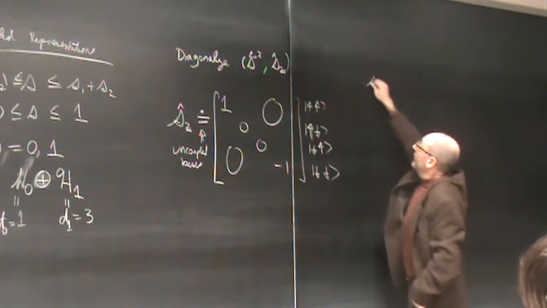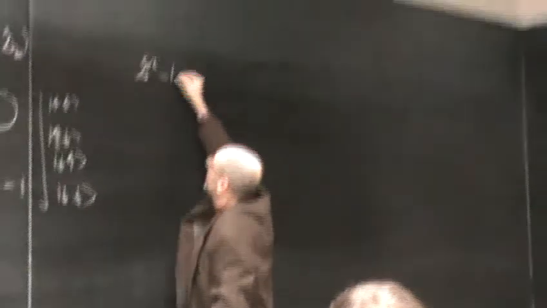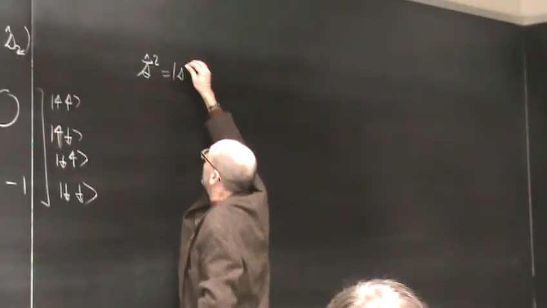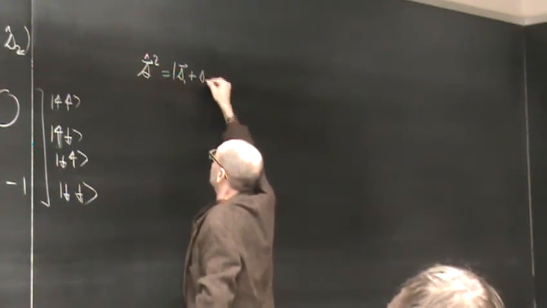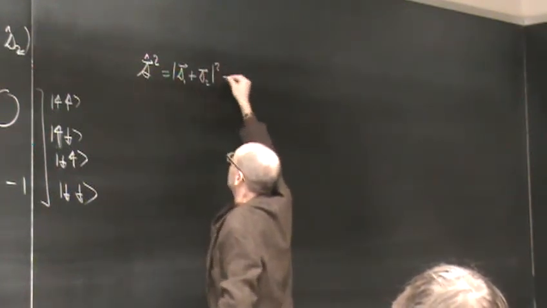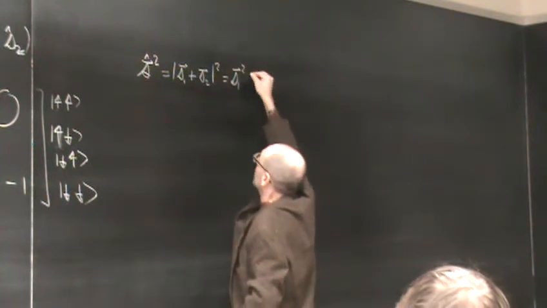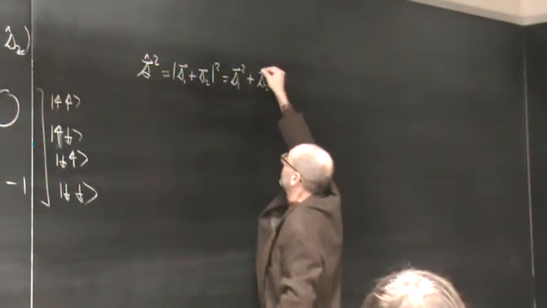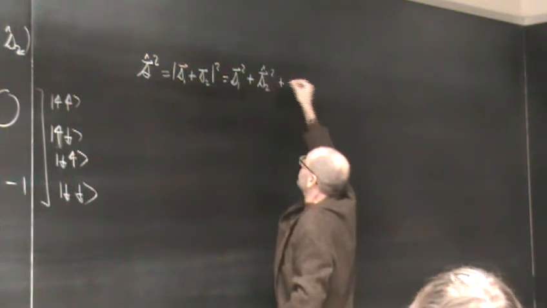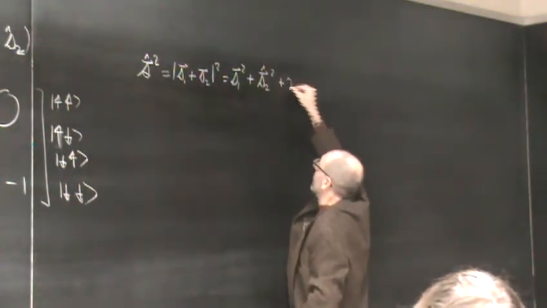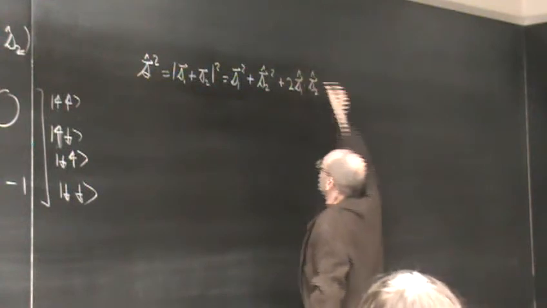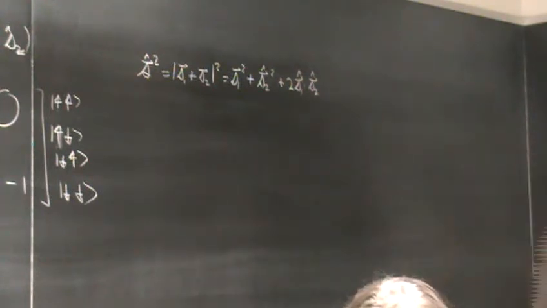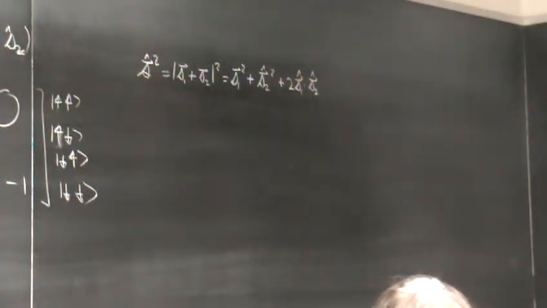Well, to do that, we say S squared is S1 plus S2 squared. So that's S1 squared plus S2 squared plus twice S1 dot S2. 1 and 2 commute, so I can just write it like that. Okay?